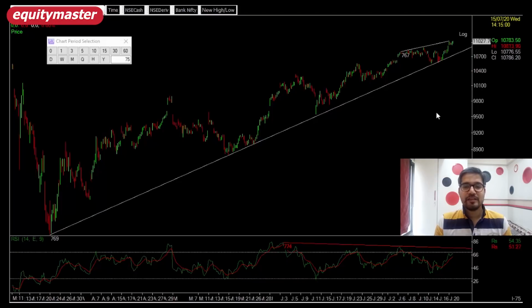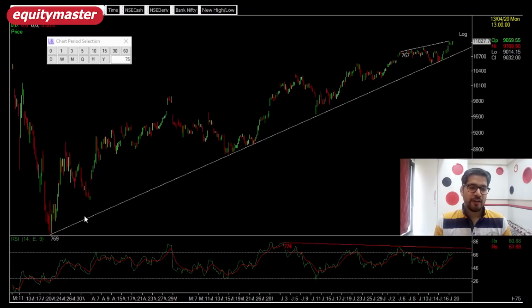So basically we have heard that bhav bhagwan che, and that's what is most important out here. Bhav bhagwan che, and the indicator is the pujari. So wherever the bhagwan goes, the pujari goes. The most important thing to watch out for here is the trend itself.